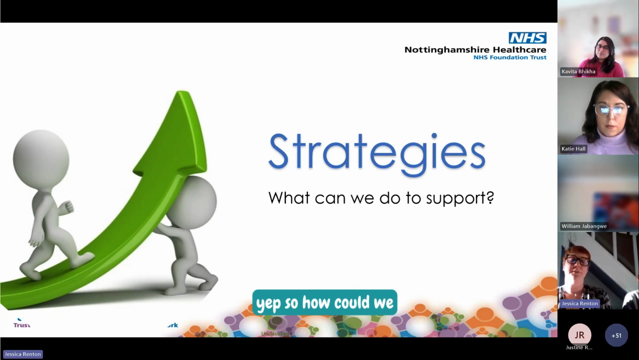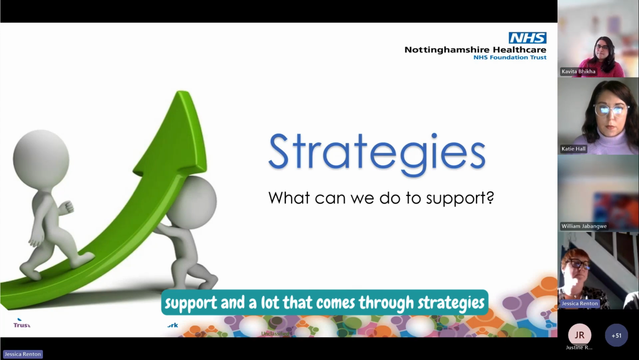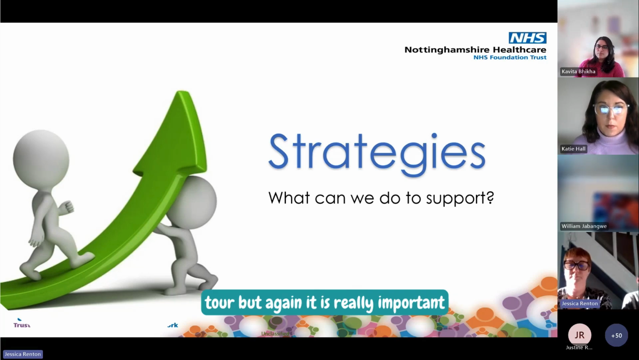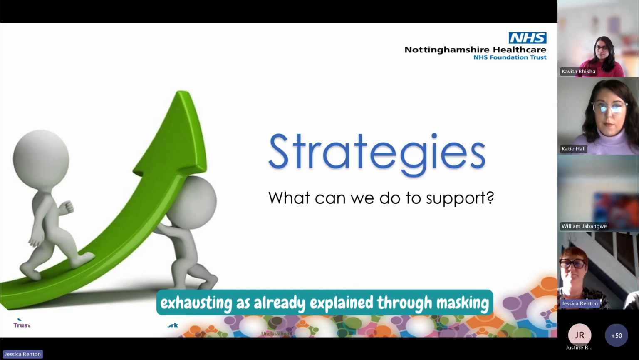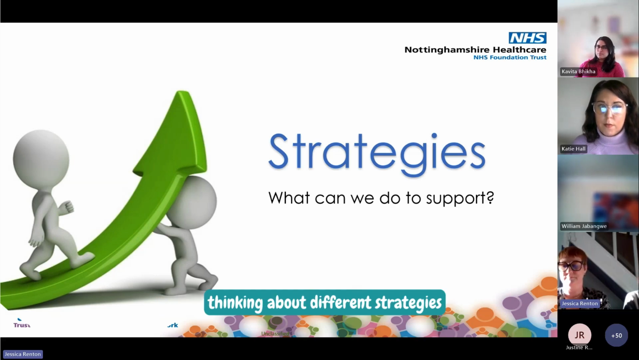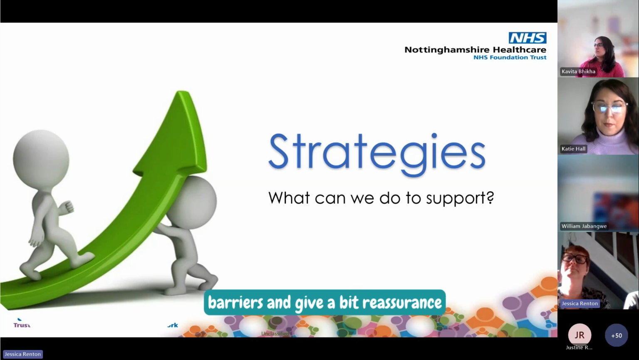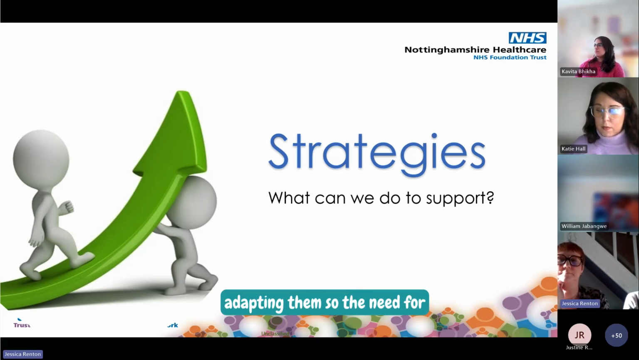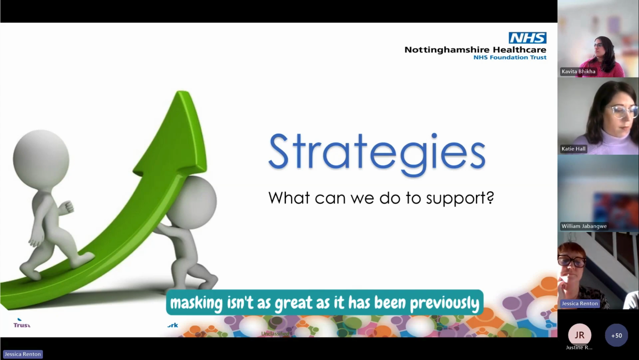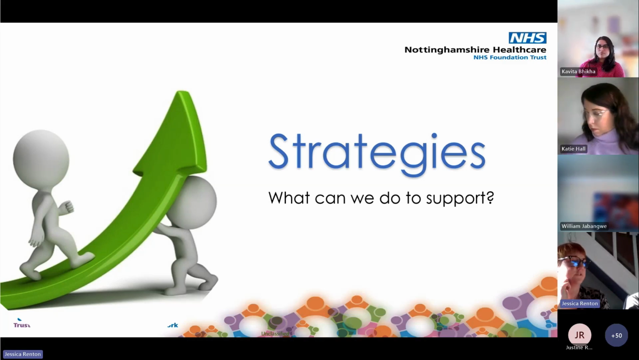Yep. So how can we support? A lot of that comes through strategies. This section might be a little bit of a whistle-stop tour, but again, it is really important. Adapting our communication approach can be life-changing for some people, especially when at times the world can seem very confusing, isolating, and quite often exhausting, as already explained, through masking. Thinking about different strategies and how we can use them will hopefully help ease some of these barriers and give a bit of reassurance, adapting them so the need for masking isn't as great as it has been previously.